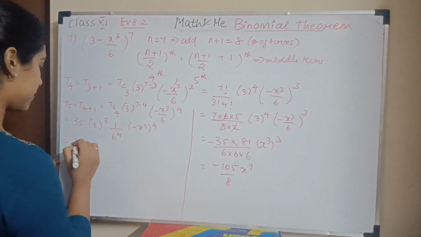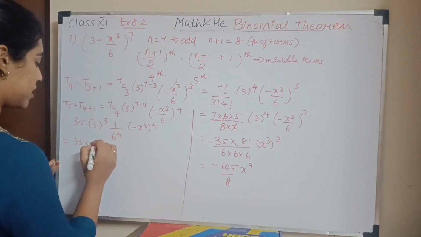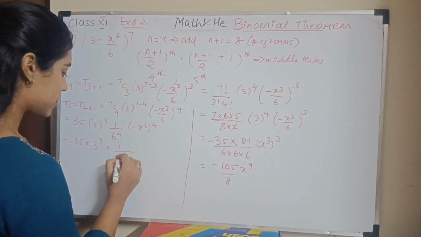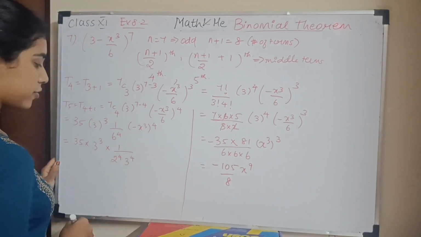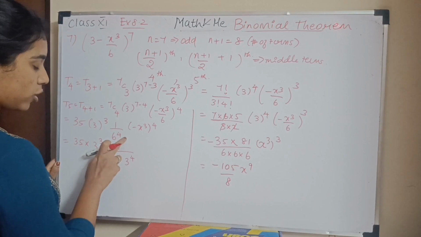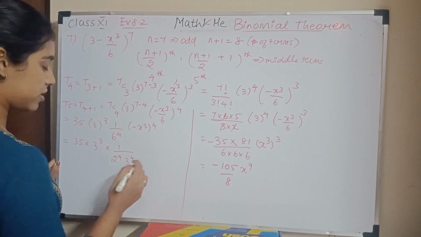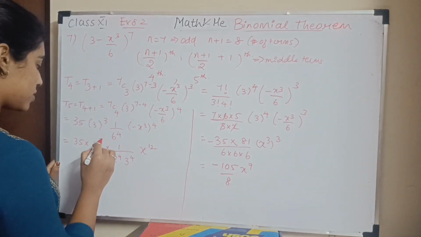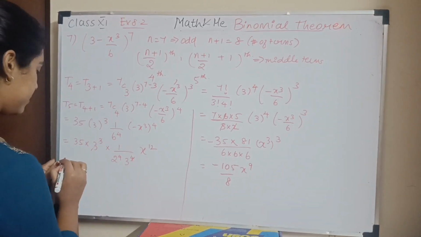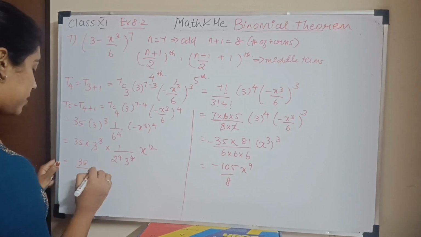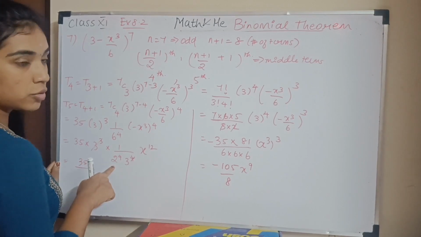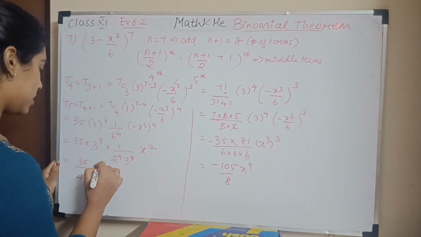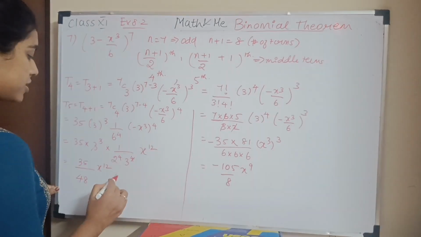So I have 35 times 3 to the 3 times 1 by 6 to the 4, which can also be written as 2 to the 4 times 3 to the 4, right? It is (2 into 3) the whole power 4, which is 2 to the 4 times 3 to the 4, into x to the power 12. So this goes off. I have 35 divided by 2 to the 4. 2 twos are 4, 4 fours are 16, 16 threes are 48, times x to the 12. So this is my final answer.